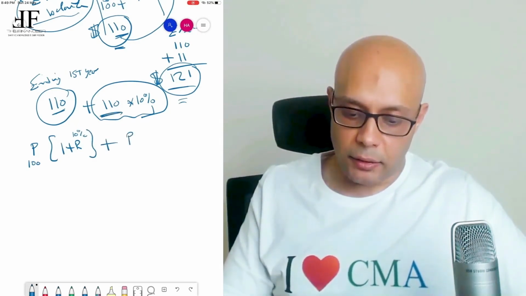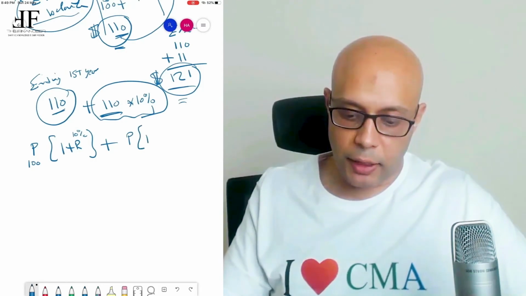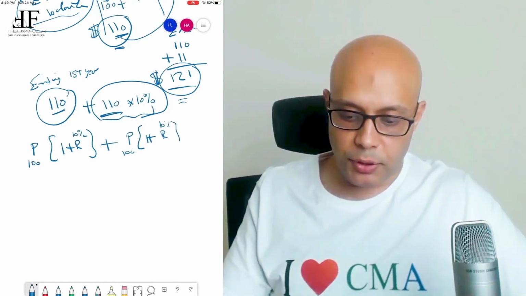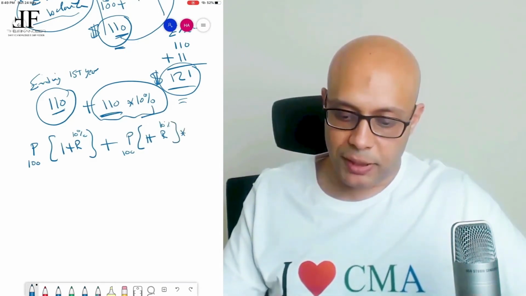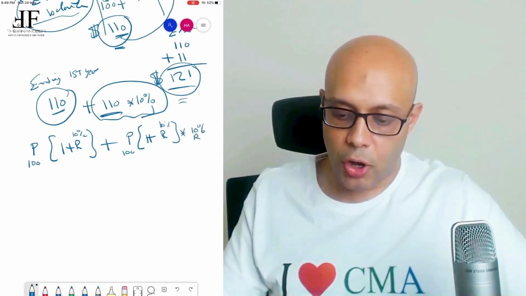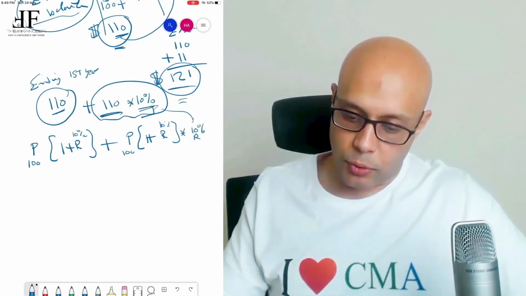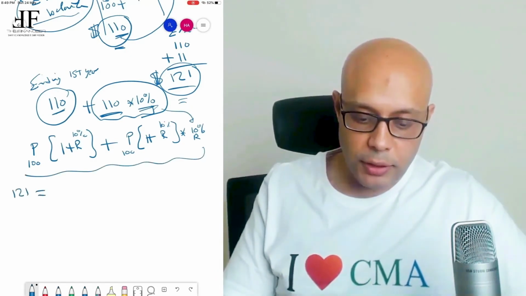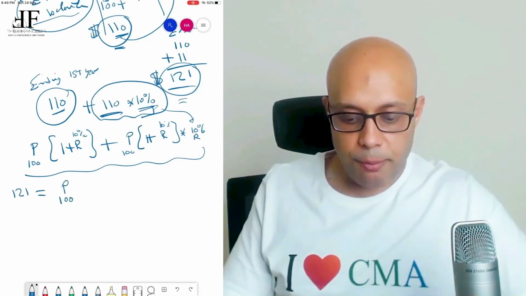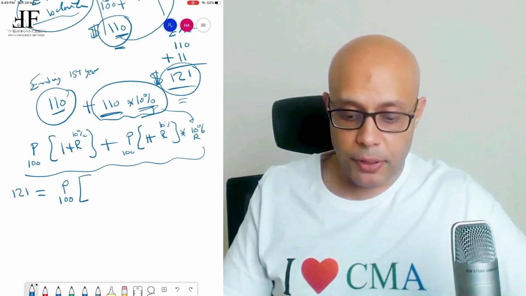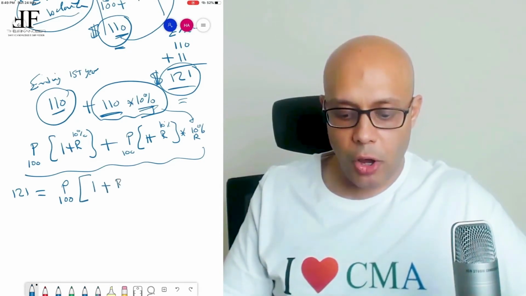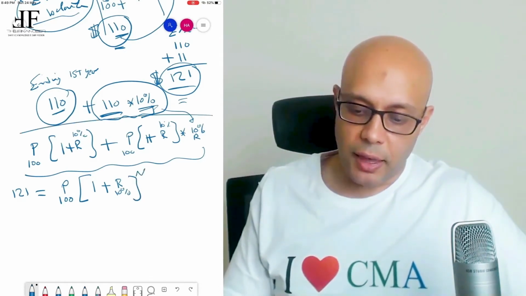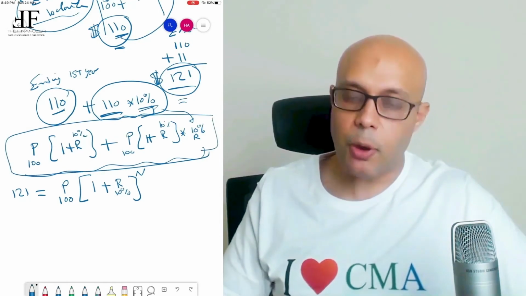Then you take it again to explain the 110. You take P, which is $100, times 1 plus R, which is 10% in our case. All of this is multiplied again by 1 plus R. The result of all of this, if you'd like to calculate the 121, is the amount I deposited in the bank at the beginning of the first year times 1 plus R, where R in our case is 10%, to the power of n. This is the conclusion of the above formula.